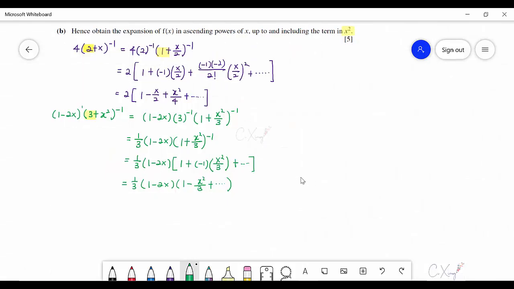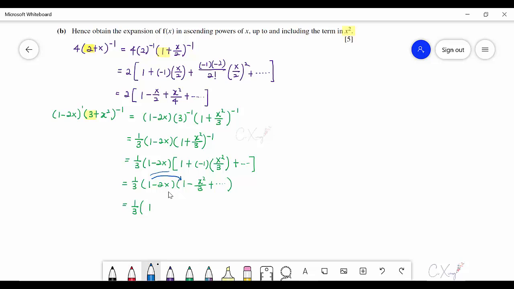All right, so now for this part, you can further expand it to get the terms that you want. As an example, 1 multiplied with 1, you will get 1.